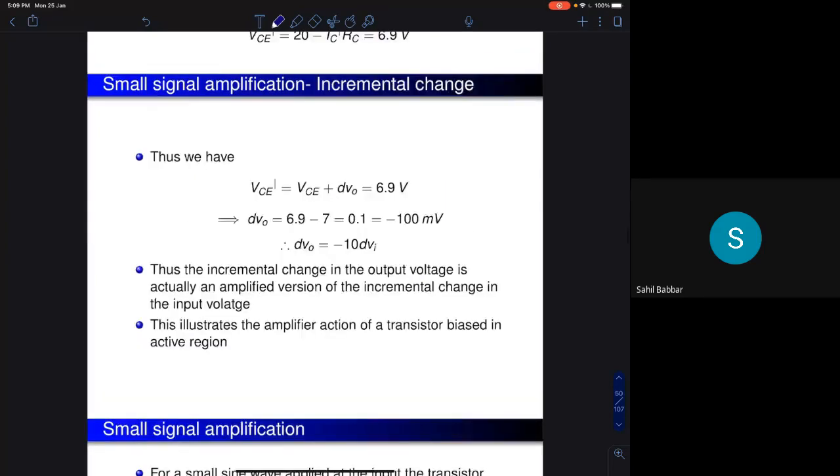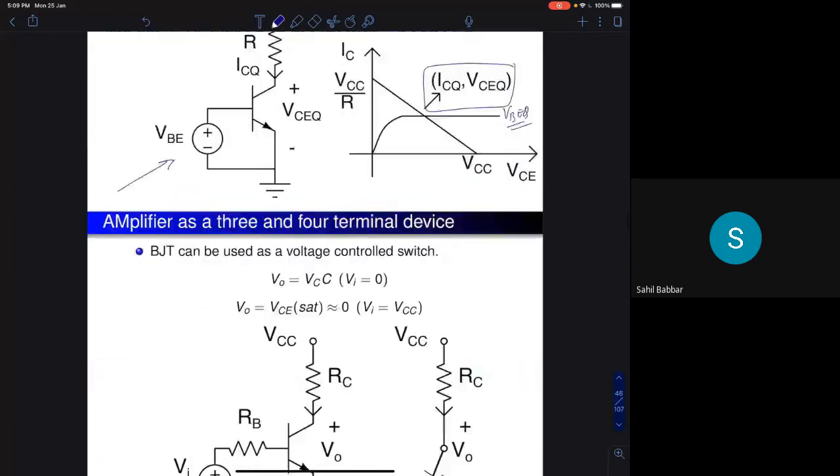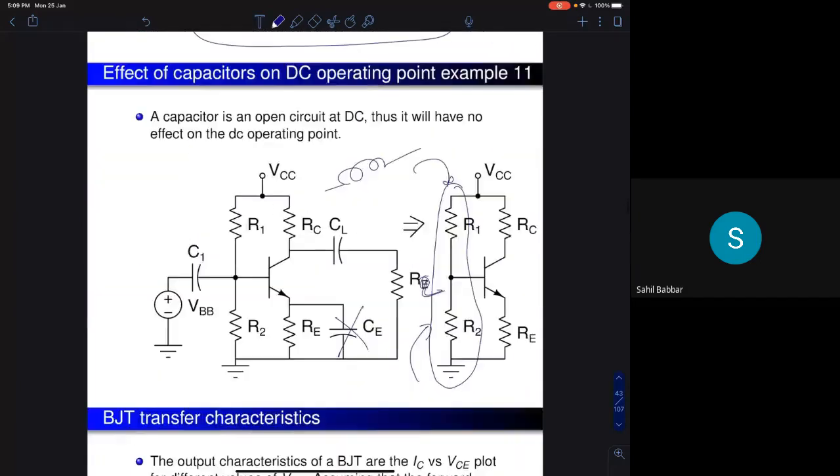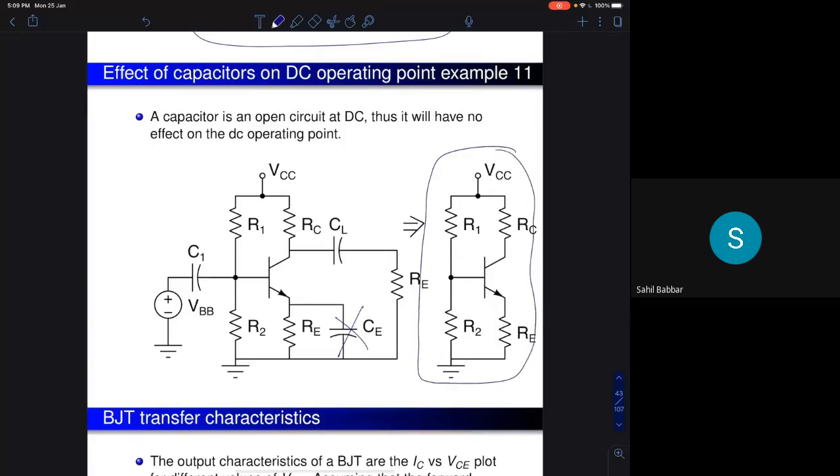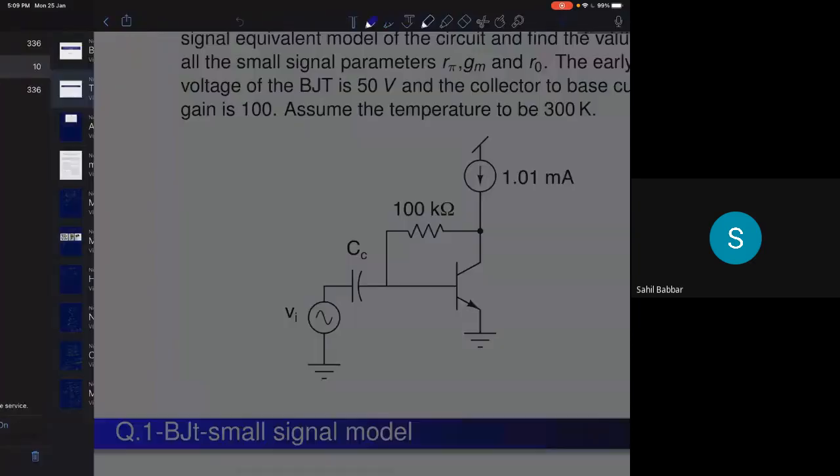Now the previous question was just to show you how to find the DC operating point, that's it. I just gave you the circuit, remove the capacitors, and now you have a circuit like this. I solved this circuit in the last class, so I don't have to repeat it. You have to write one KVL in this loop and one KVL in this loop and you will get the answer. Okay, so I'll just come back to tutorial 1.